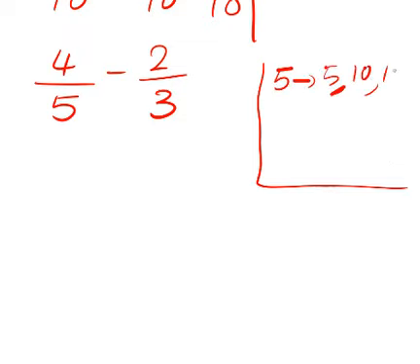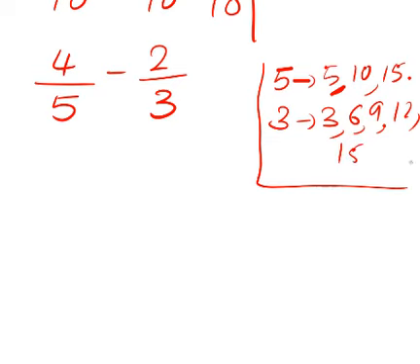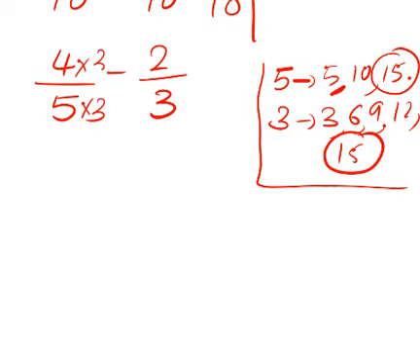5, 10, 15, etc. Then multiples of 3 are 3, 6, 9, 12, 15, etc. So the first common multiple is 15. So we have to make the denominator 15. So 5 times 3 is 15. Do the same thing with the numerator. 3 times 5 is 15. Do the same thing with the numerator.